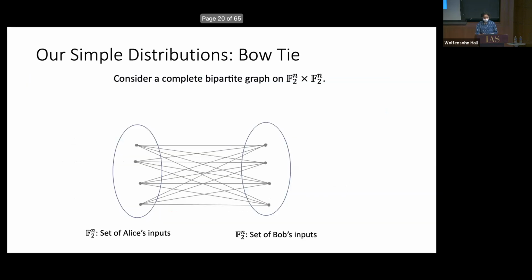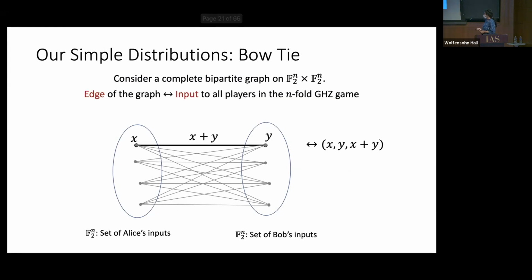So let's see step 1. To describe our proof, the best language is to use graphs. So I'm going to rephrase our problem using graphs. This graph is different from the input graph I described before. This is a graph on inputs to the n-fold game. More precisely, on the left, you have the set of all possible Alice's inputs. This is a set of size 2 to the n. Similarly, on the right, you have Bob's inputs. And you connect every possible input between Alice and Bob. Observe that the edges of this complete bipartite graph are in one-to-one correspondence with inputs to the n-fold GHZ game.